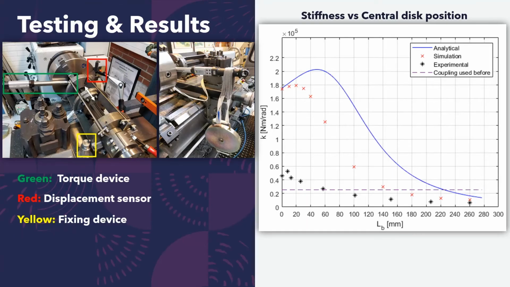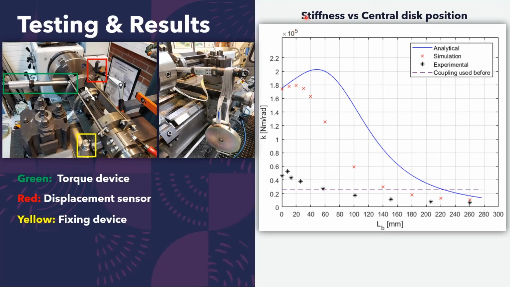We tested the stiffness by attaching the coupling to a lathe. This side of the coupling is fixed, so it cannot rotate. This side can rotate, and we measure the displacement here. From this displacement value, we can get the rotation angle of this side of the coupling. We exert torque here with this wrench, and there's a weight hanging from it. From this display, we can read the torque values.